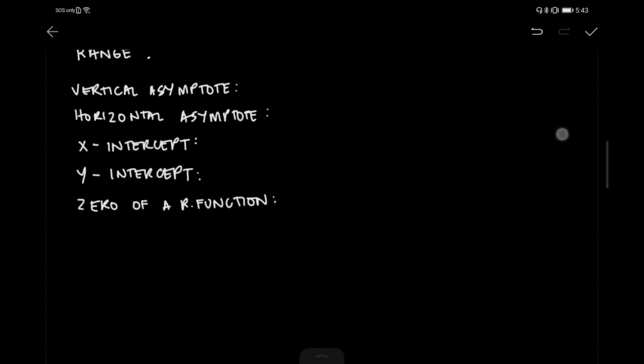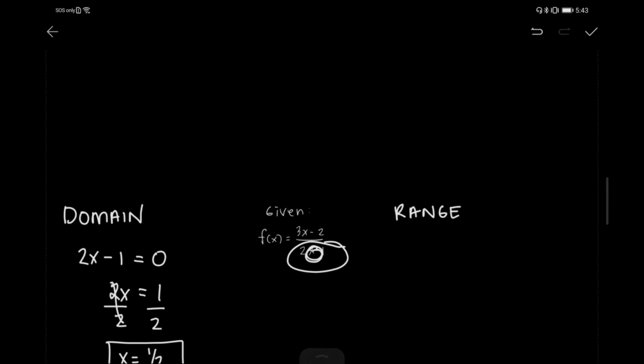Para kunin naman natin yung ating range guys, what we're going to do is we just have to get the inverse muna ng ating original function. Then after natin makuha yung inverse ng ating original function, evaluate natin or equate naman natin sa 0 yung ating denominator. So whatever the value of that, that will be our range. So we have here our original function, f of x is equal to (3x minus 2) all over (2x minus 1).